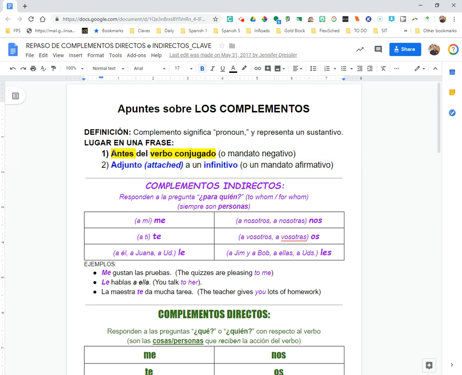So rule one, you guys can see right here, it is antes del verbo conjugado. So you're always going to need to put your pronouns, whether they're reflexive, indirect, or direct, before a conjugated verb. Or rule two says it could be adjunto, which is attached to an infinitive. And it does the same thing when you have commands too.